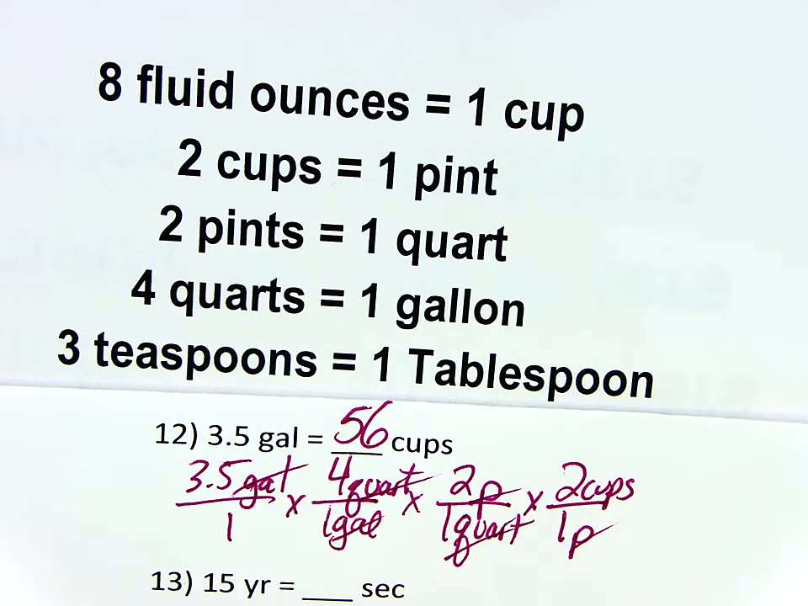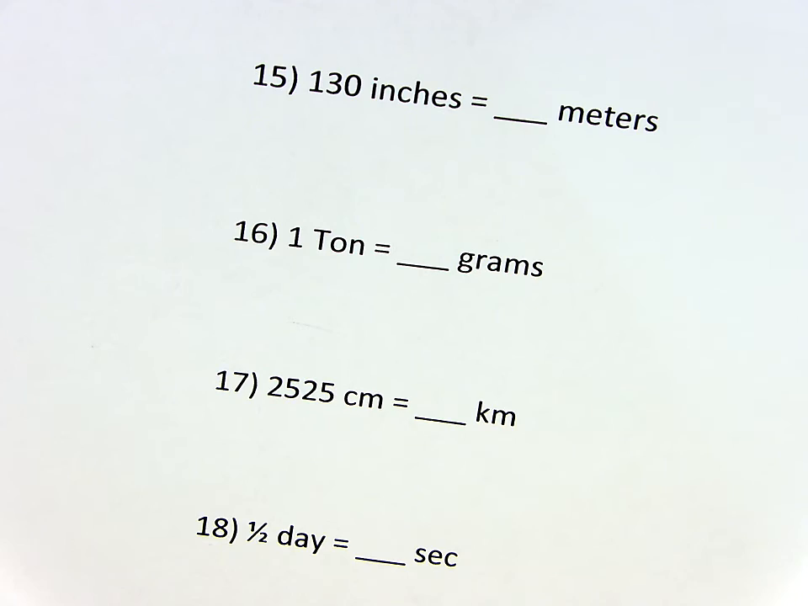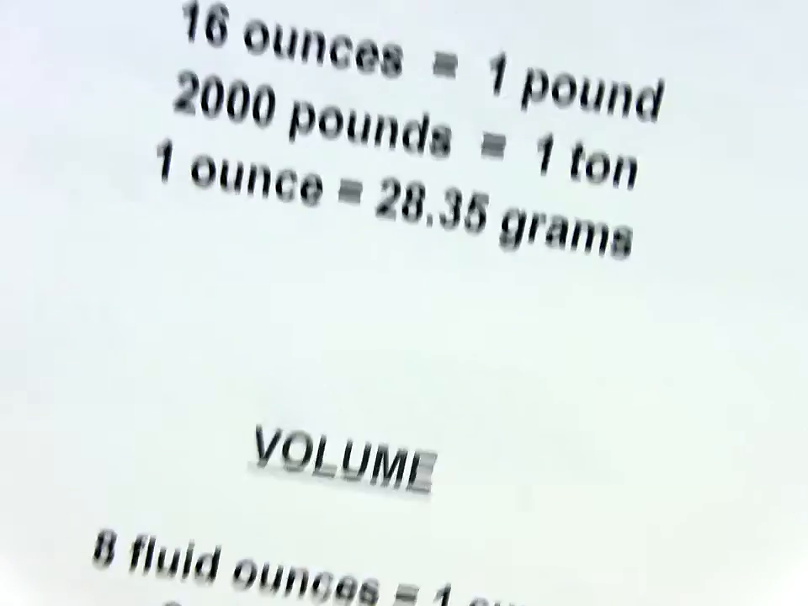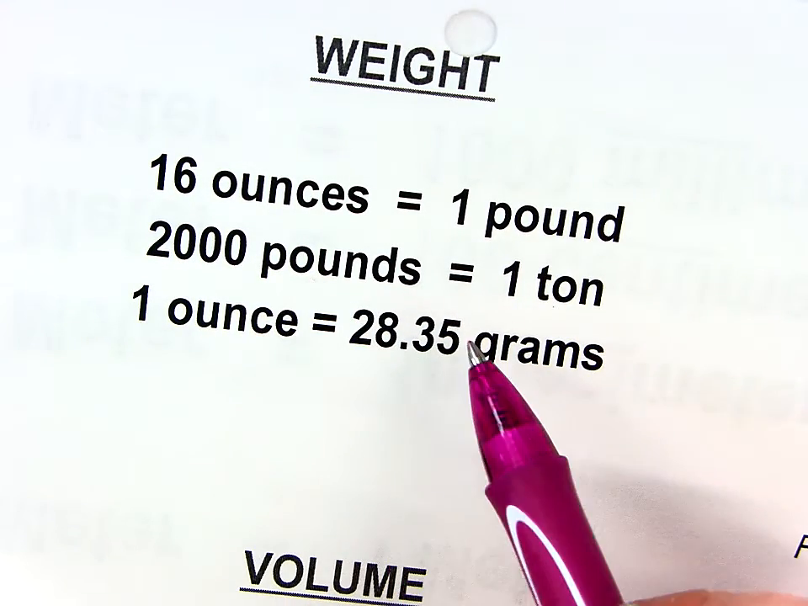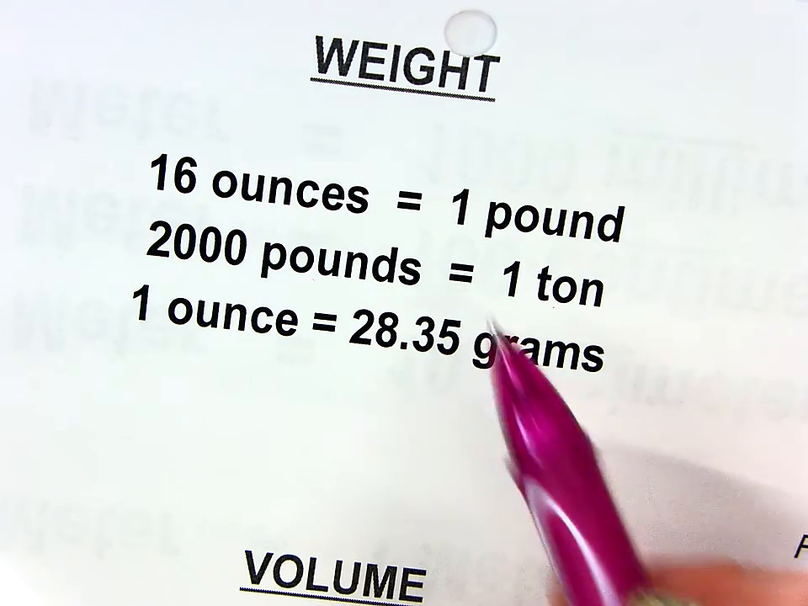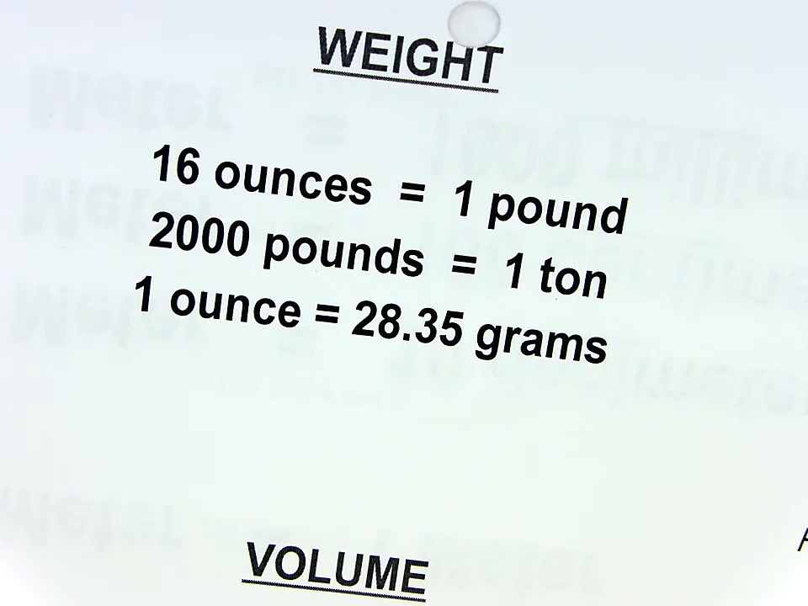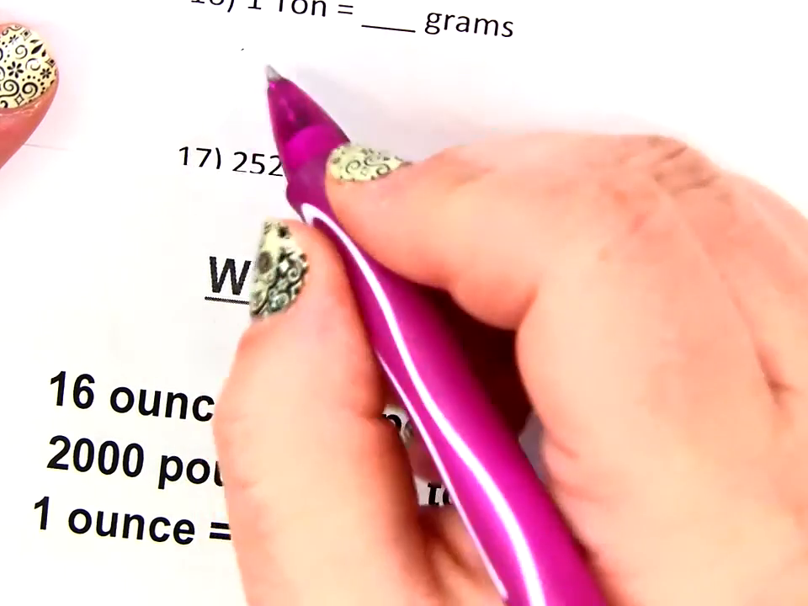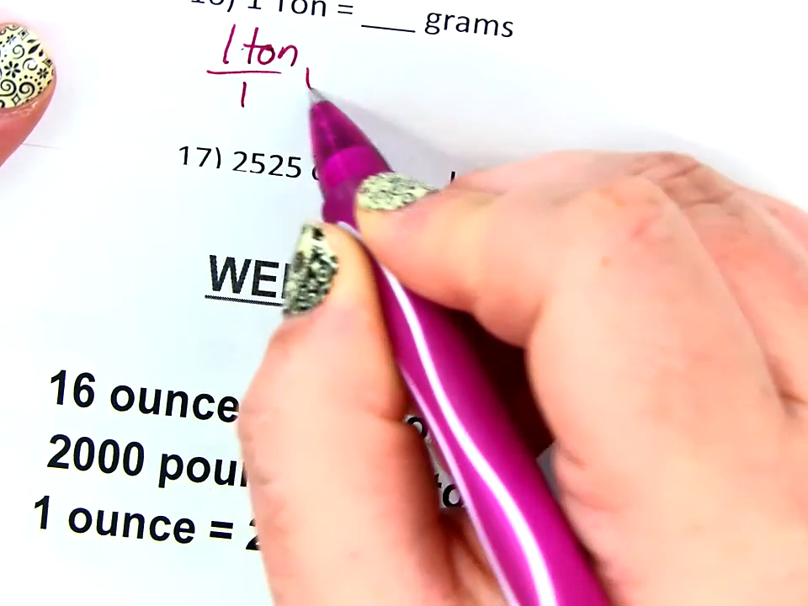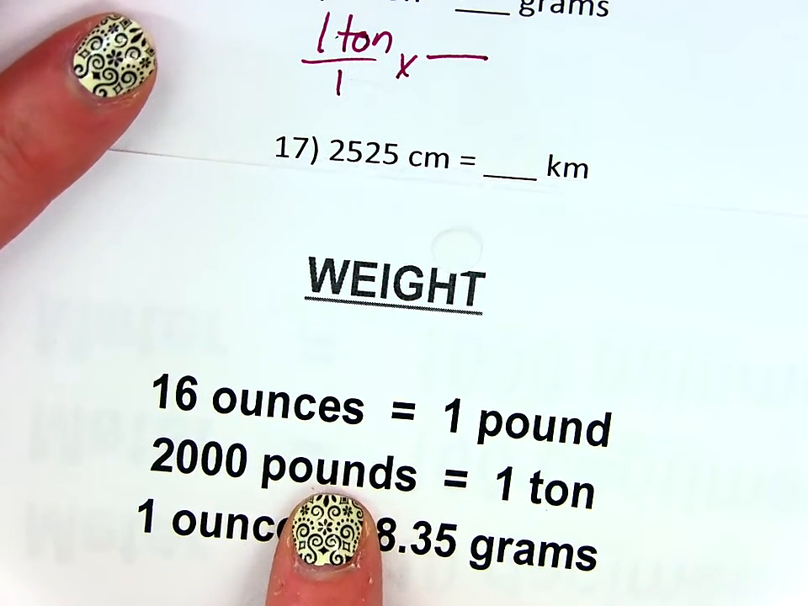Let's try a metric one, like 16. 1 ton into grams. So if we look under weight, we do have these conversions. 1 ton into pounds. Oh. Then I can do pounds to ounces and then ounces to grams. It's going to have to be my chain here. So 1 ton. So we'll put 1 ton over 1. And then I see 1 ton is 2,000 pounds. So what goes on the bottom?